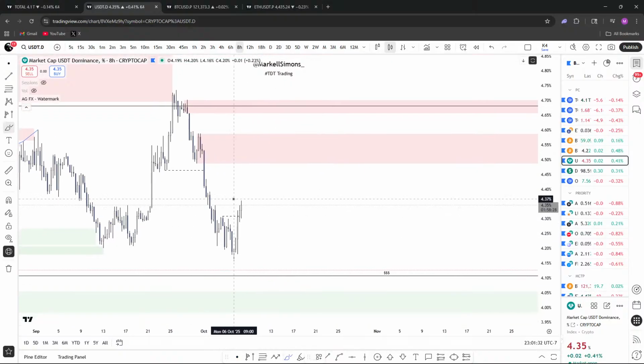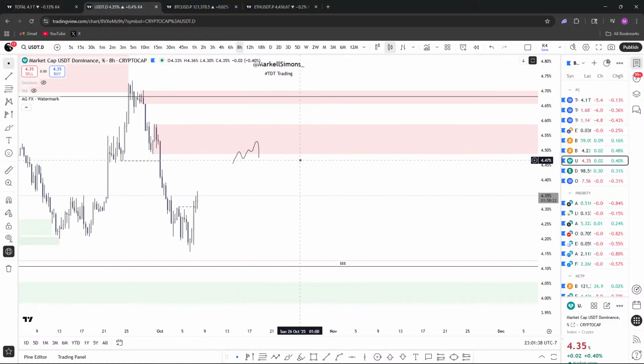So potentially we come up into here, create some type of distribution schematic. We can use that in confluence with BTC, potentially having an accumulation schematic. And then on our altcoins, we can just look for some high probability accumulation schematics.